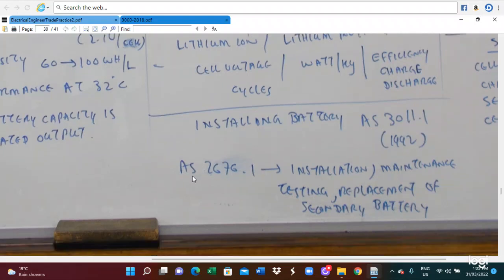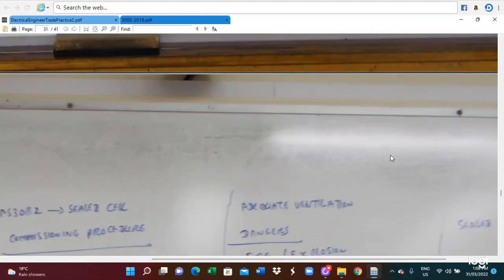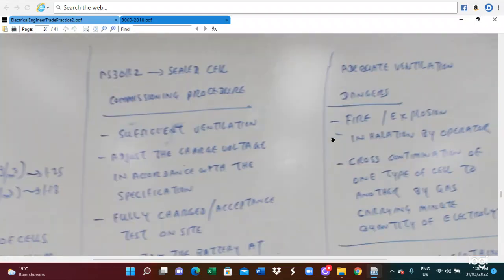Similarly, we must follow AS 2676.1. This is related to the installation, maintenance, testing, and replacement of the secondary battery. And also AS 3022 must be utilized for the cell.